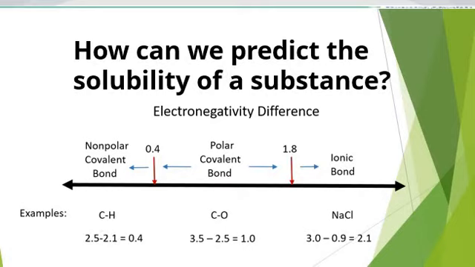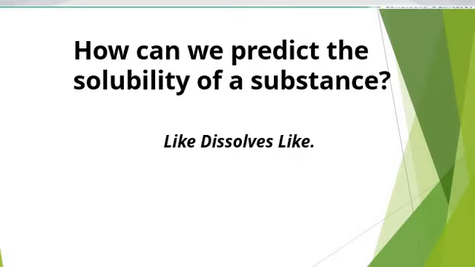So the criterion here is like dissolves like. Polar compounds will dissolve in polar solvents. It means if we have a polar solute, it will dissolve in a polar solvent. If we have a non-polar solute, then it will dissolve in a non-polar solvent. If we have a compound which is in between the non-polar and ionic compound, then it will also again solubilize in different types of solvent depending upon its polarity. And it basically depends on the electronegativity of the elements which are present in a solute. So the main rule is that like dissolves like.